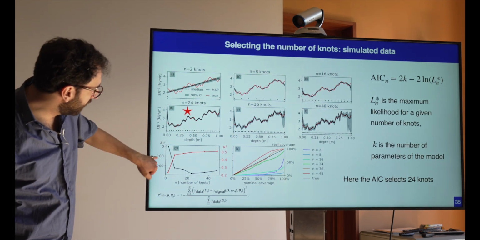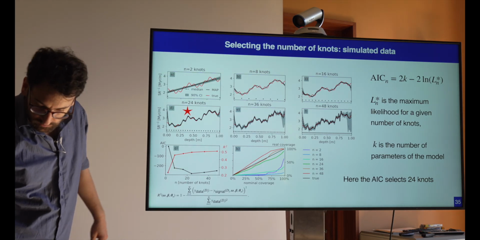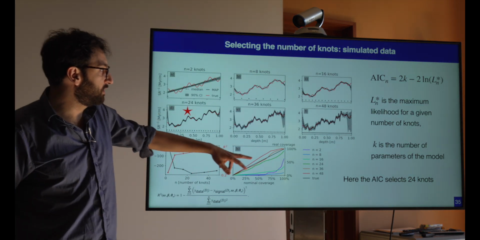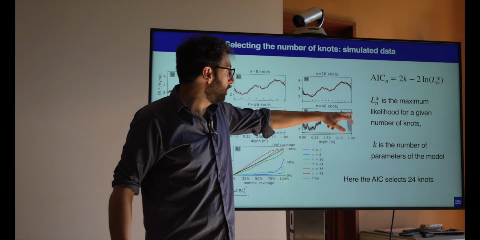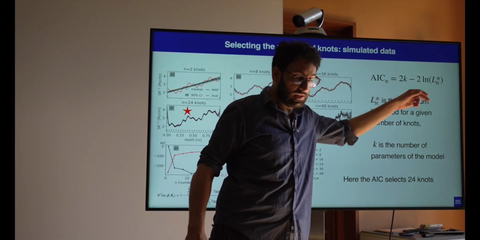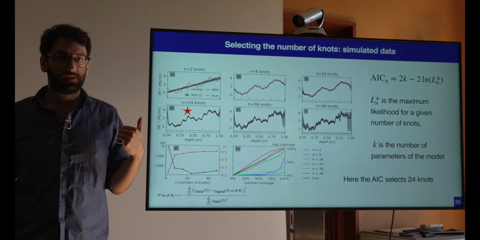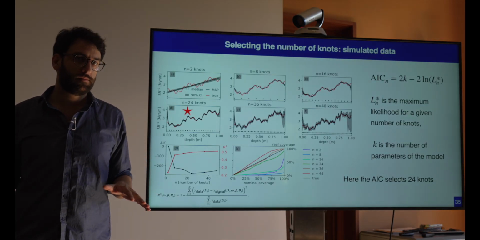So here is the AIC as a function of the number of knots. And since we don't have an integral, but we have only the maximum likelihood, this is something that you can do at the genetic algorithm stage before doing the MCMC.